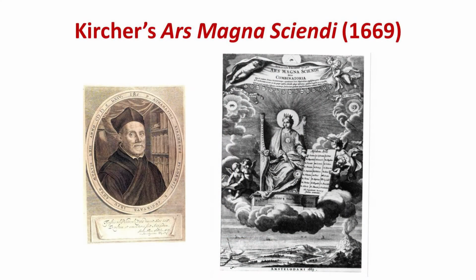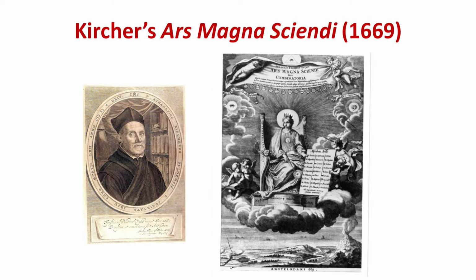More attractive than this is the title page of Athanasius Kircher's Ars Magna Sciendi, the great art of knowledge. And you can see the title at the top, and just under it, it says the subtitle Sive Combinatoria, meaning or combinatorics, or if you like, the combinatorial art.